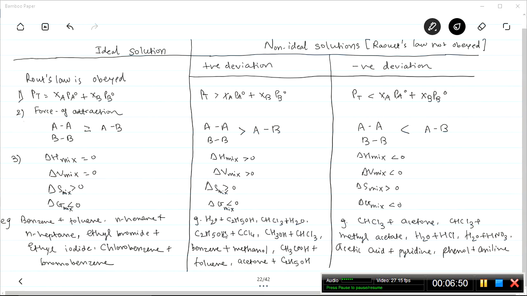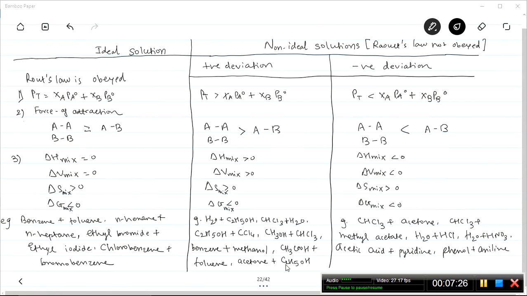In case of positive deviation, you are looking at water and alcohol, a primary example if I may. The force of attraction between water molecules is high because of the hydrogen bonding. Similarly, alcohol also will have some amount of hydrogen bonding within themselves. So the force of attraction AA and BB is going to be huge because of the intermolecular hydrogen bonding. But when you mix them together, they still form some sort of hydrogen bonding, but the force of attraction is not that much, and that is why it shows positive deviation.